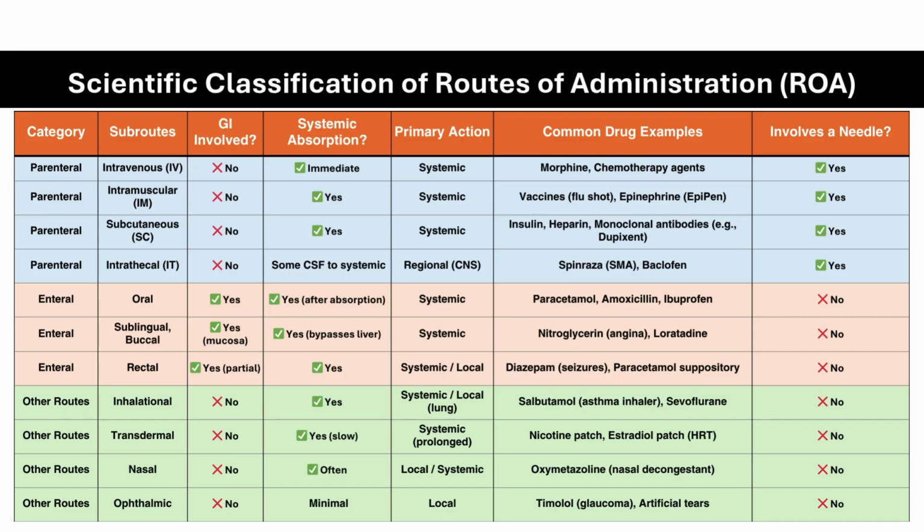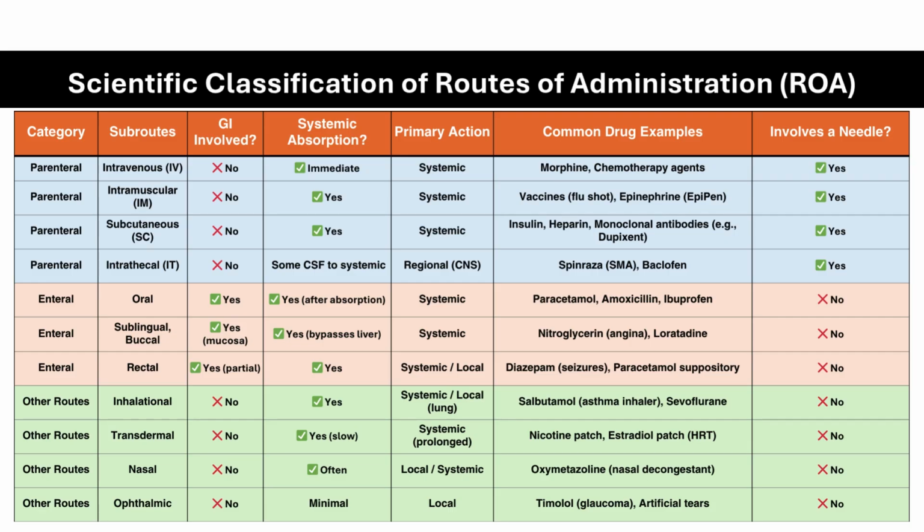Let's look at some real world examples across different routes of administration. Parenteral routes require a needle. This includes intravenous, which means directly into the vein. It offers immediate systemic action and is used for emergency drugs like morphine for rapid pain relief. Intramuscular means into the muscle. This route of administration is slower than intravenous but still systemic. For example, flu shots or epinephrine may be given via the intramuscular route of administration.